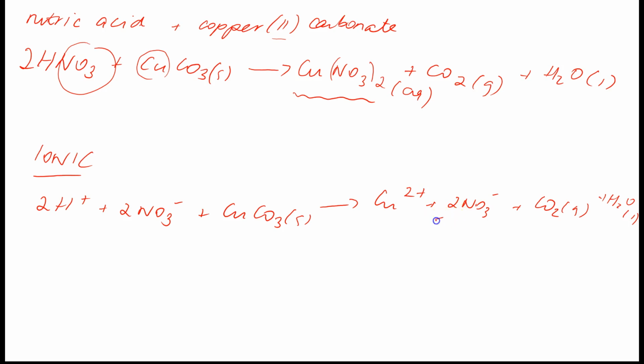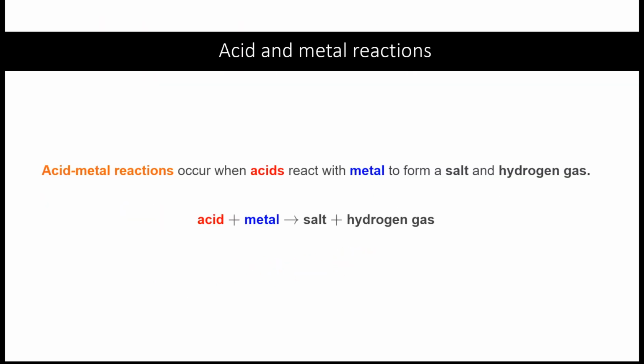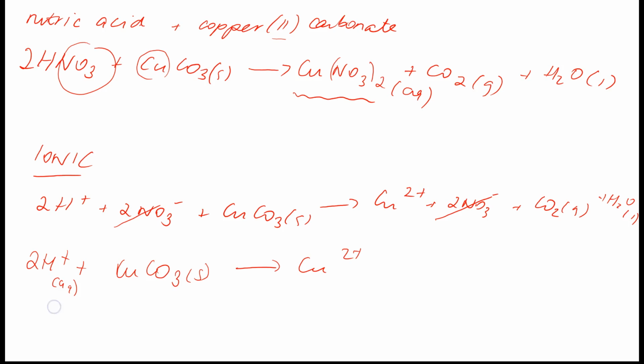All we can really do in this one is get rid of our nitrates. In our net ionic equation, we have copper carbonate solid and 2H plus forming aqueous copper ions, carbon dioxide gas and H2O liquid. So you can see that one's a little bit different to the other one and not always in that general form. We'll discuss those a little more as we come across them. Thanks for watching. See you next time.